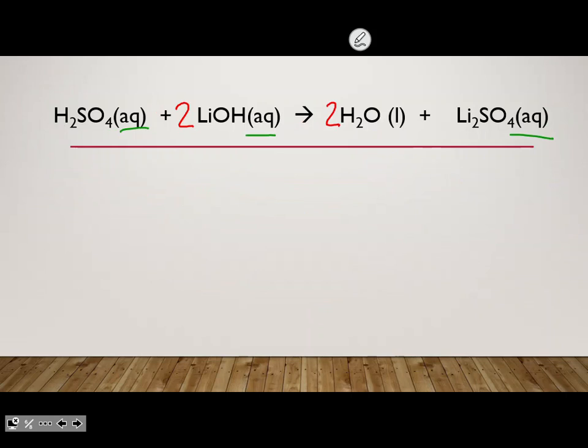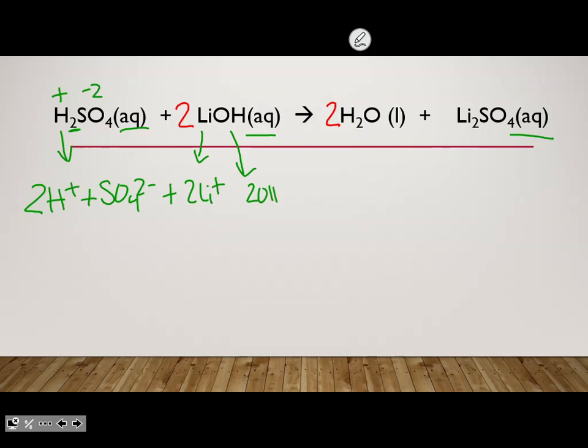Leave the water alone. It's a pure substance, a liquid. So in this case, if this breaks apart, I have plus for the H, minus 2 for the sulfate. But there's 2 of them, so I need to write it as 2 H pluses plus 1 sulfate, plus here 2 lithiums that are plus 1s because lithium's an alkali metal, so it's a plus 1, and 2 hydroxides. Hydroxide is still minus 1.